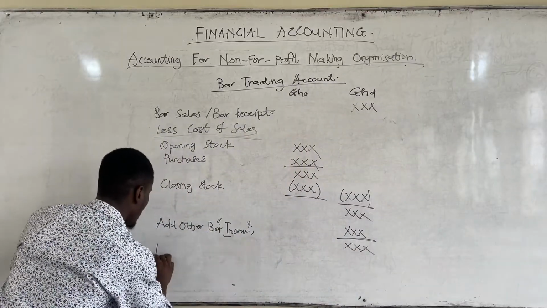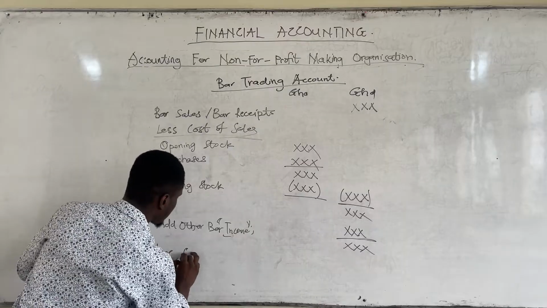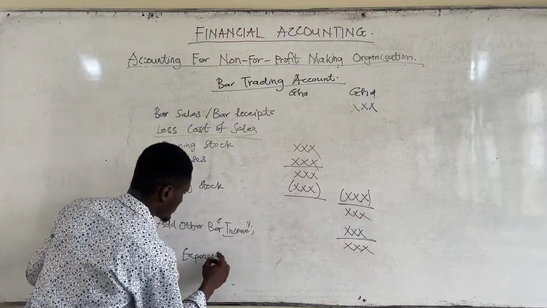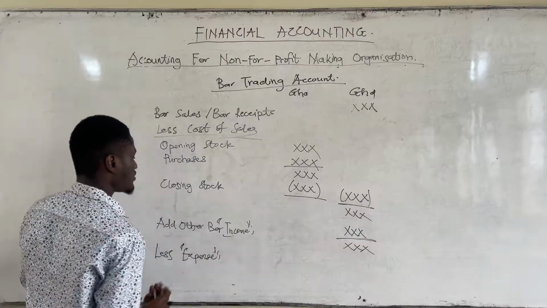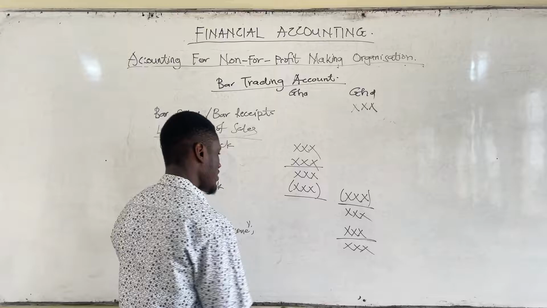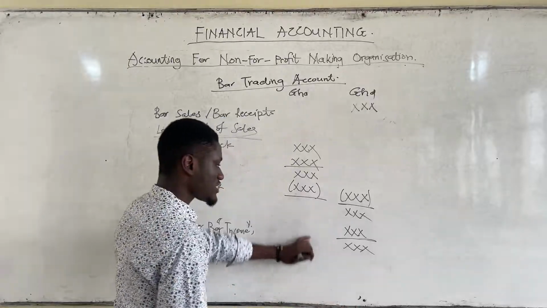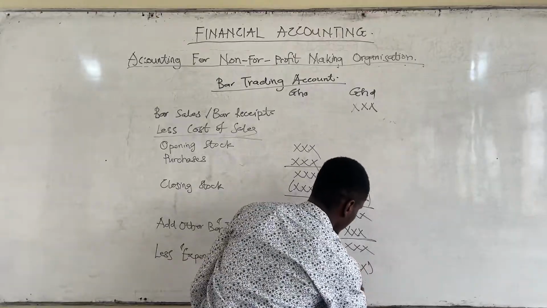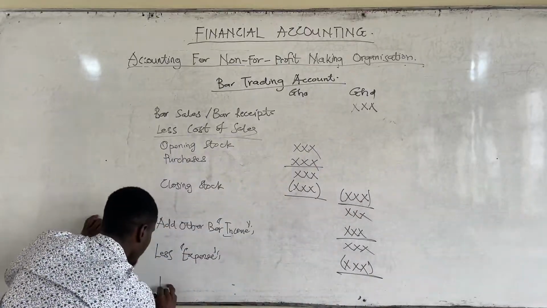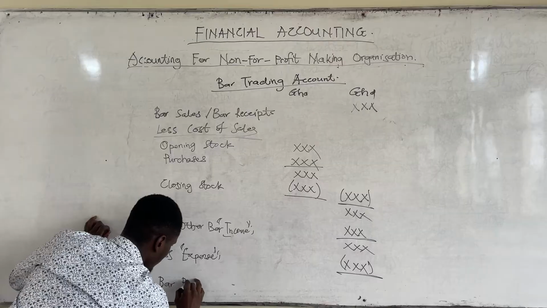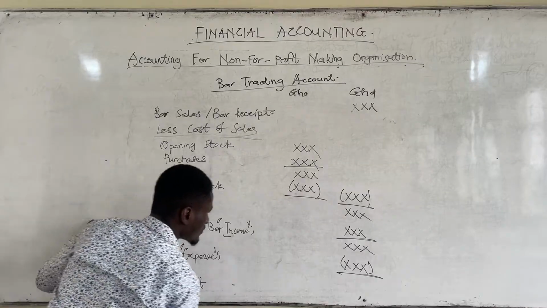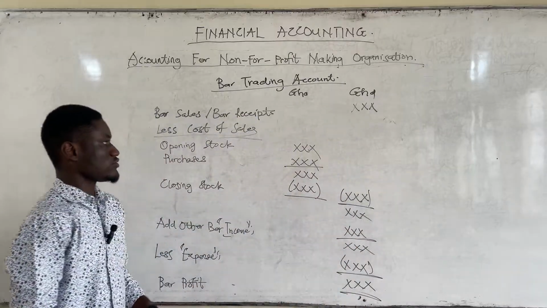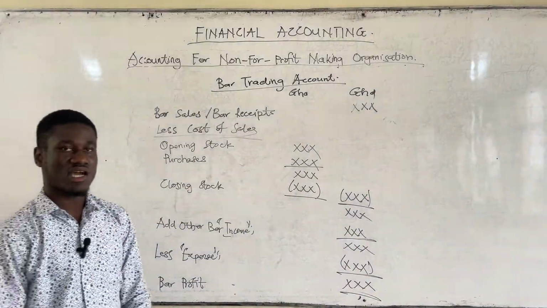Then you less your bar expenses. Okay. You less your expenses. If I say expenses, they can be many. Examples are bar tenders' salaries and those things. So you less those expenses from this amount, and you are getting your bar profits. Good. So this is the format for bar trading account.